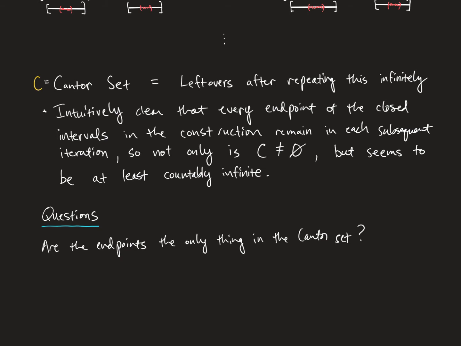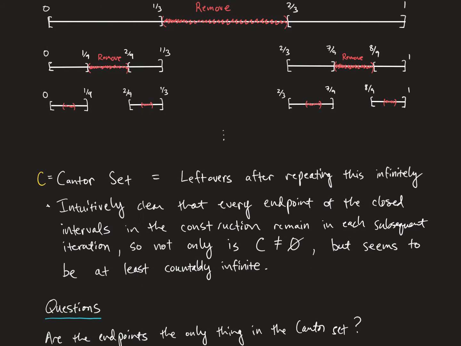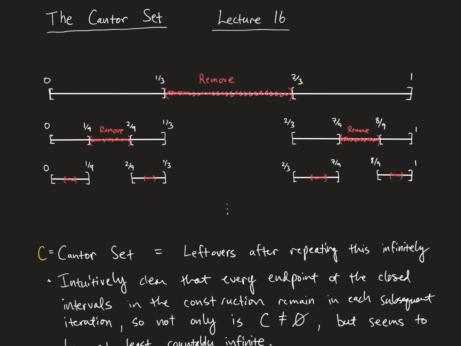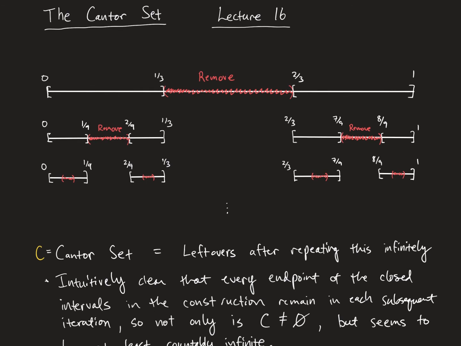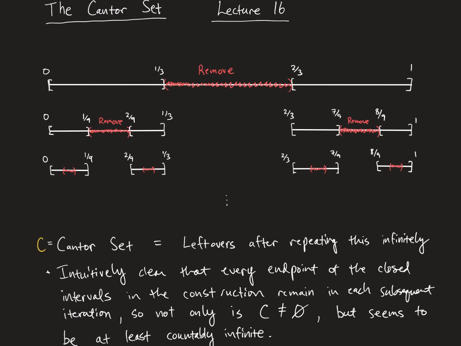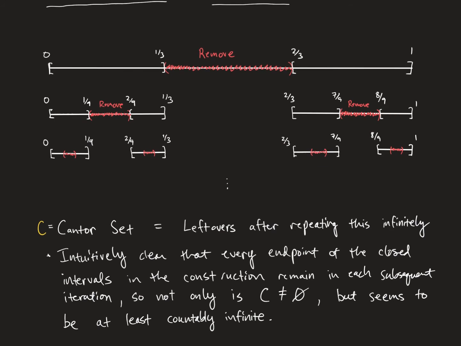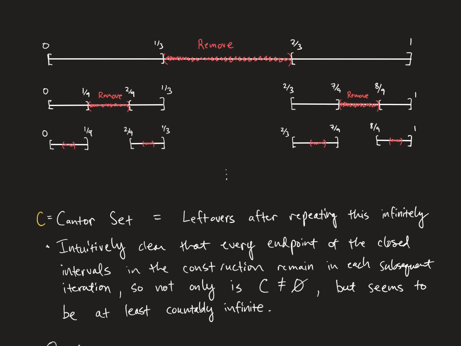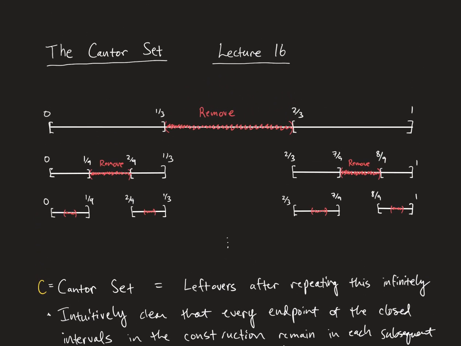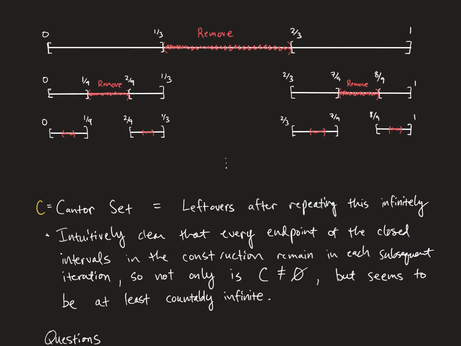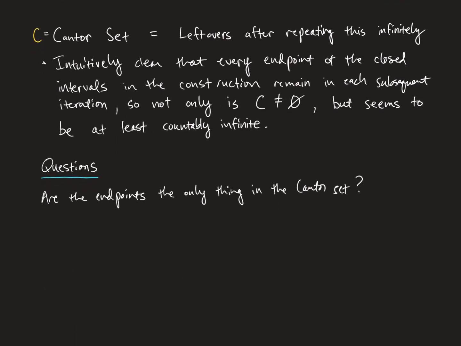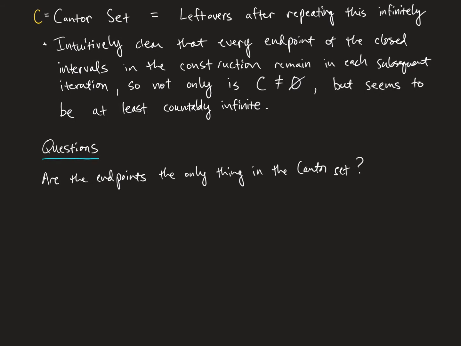If the endpoints are the only thing in the Cantor set, then it would automatically be countable. But maybe there's something else that's left, right? Just because we're surely not removing, well, it seems certain that we're not removing those endpoints, but is there anything else left after this infinite number of iterations? I don't think it's intuitively clear. It might seem reasonable that maybe just the endpoints are left, but then again, I think there should be some doubt in your mind about whether that might be the case. So we naturally ask, are the endpoints the only thing left in the Cantor set?